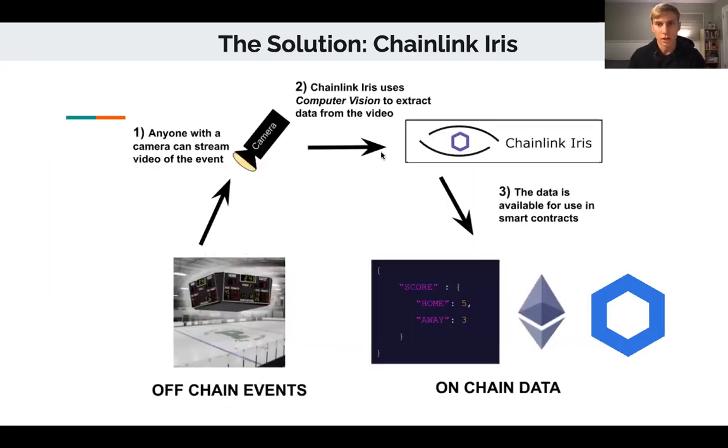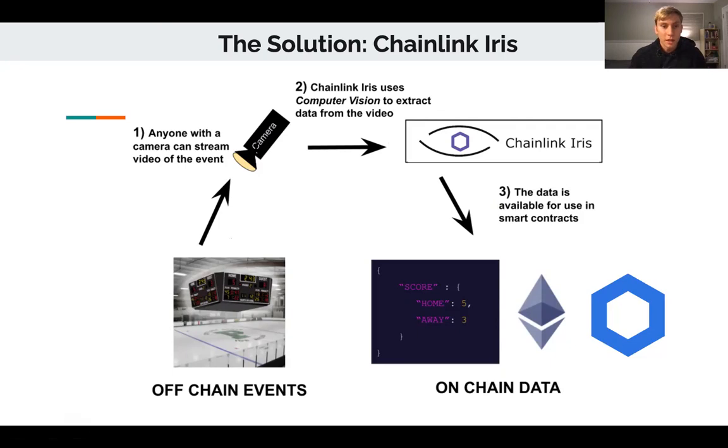And so the solution that I've come up with, I call Chainlink Iris. It uses computer vision. So going through with that local sporting event example, I'll walk through how this would work. What you would do is, say for this local hockey game here, you would first register the game with Chainlink Iris, registering the event.